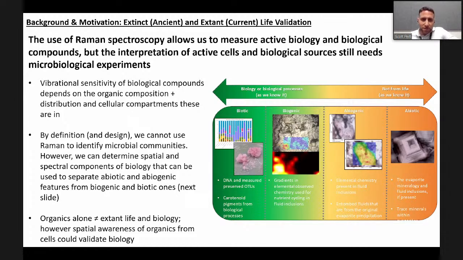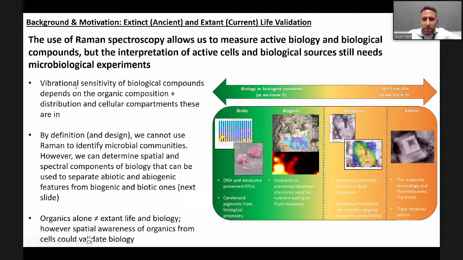So when we're able to use Raman to measure organics, that doesn't necessarily mean we have extinct life or actual extant life. But if we had biology in some preserved system, surely there would be organics. And so being able to denote what that relationship is very important in terms of Raman spectroscopy.